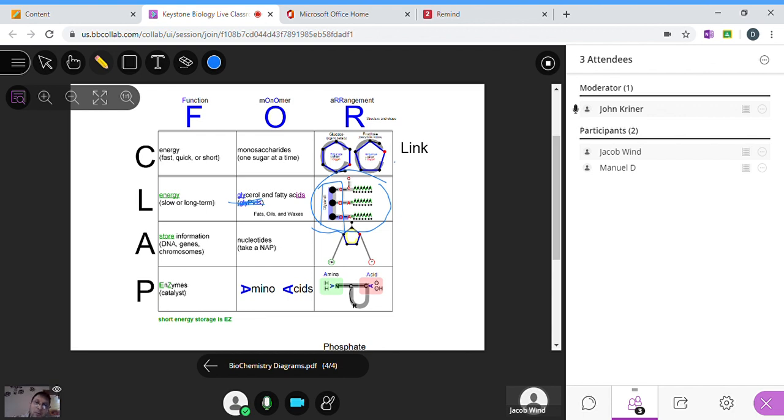So you have a 3-carbon molecule that's called glycerol, and attached to each one of those carbons is a fatty acid. And that's what this little unit is right here. So one glycerol molecule can contain up to 3 fatty acids. Here's 1, 2, and 3.